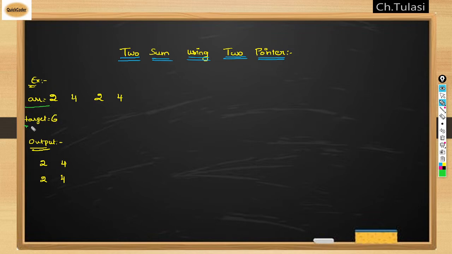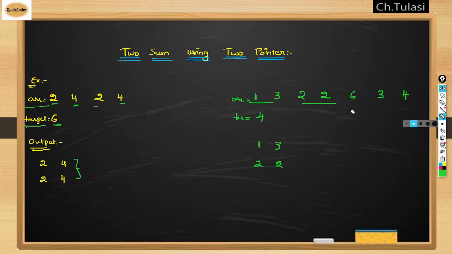Given an array and a target, you have to find the pairs which give us the target. For example, 2 plus 4 gives us 6. Again, 2 plus 4 gives us 6. So why did we get two pairs? Here we have two 2s and two 4s. And if we take 1, 3, 2, 2, 6 as the array with a target of 4, what will our output be? 1 and 3, and 2 and 2 will be our output. So this is the simple approach.